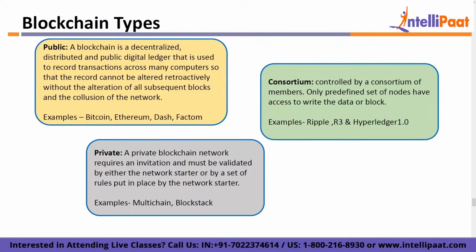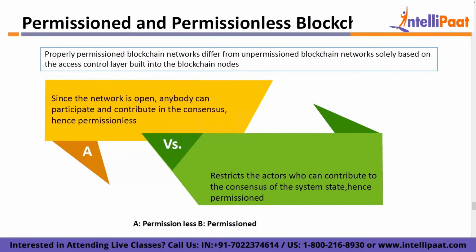The third type also exists, which has more restrictions than these two, and it is called consortium. Controlled by a consortium of members, only a predefined set of nodes have access to write and read the data of the block. Examples: Ripple, R3 and Hyperledger 1.0. These are really well suited for organizations that want to control their blockchain network and perform transactions in their own way. The second type of categorization of blockchain is permissioned and permissionless blockchains.